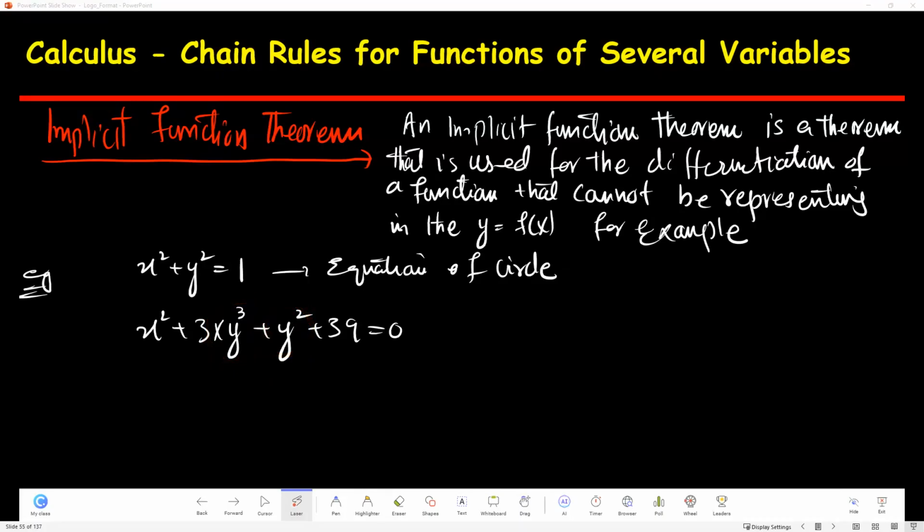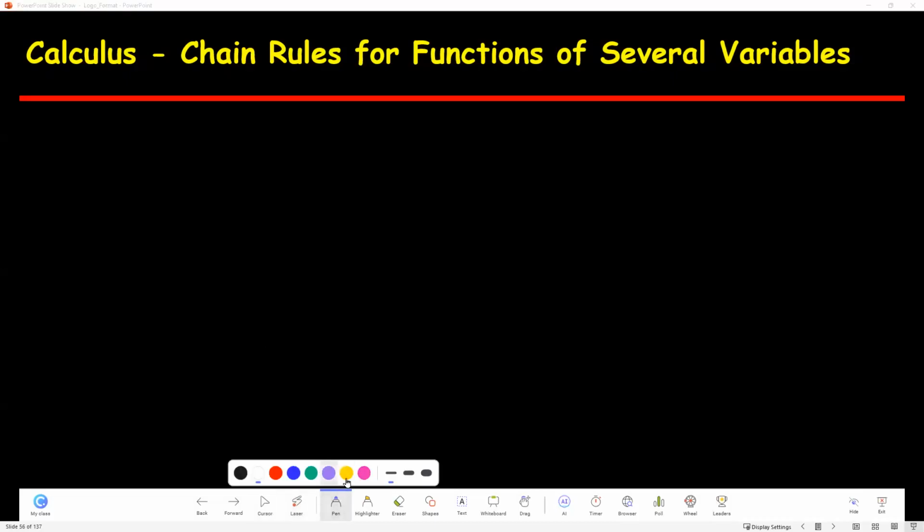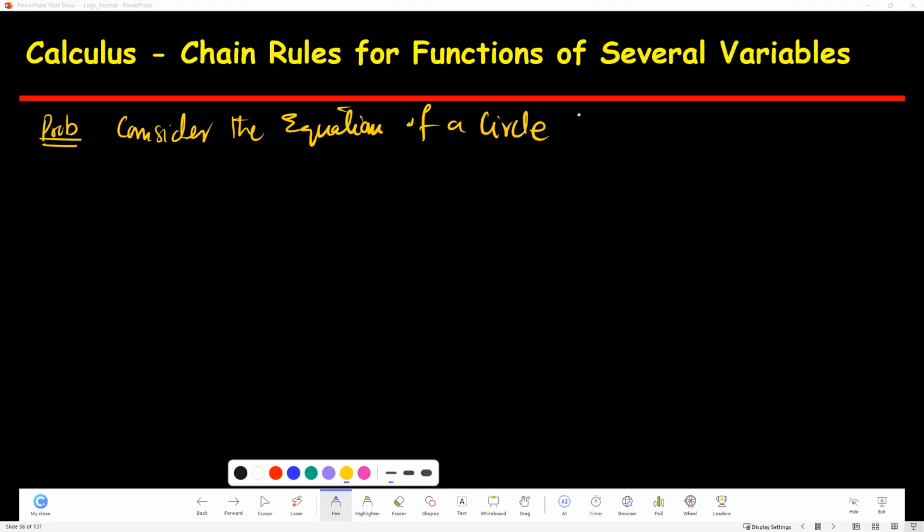So how do you deal with these kinds of functions? Let's look at an example, the first one. Let's take a look at another problem. For implicit function problems: consider the equation of a circle having a radius 1.